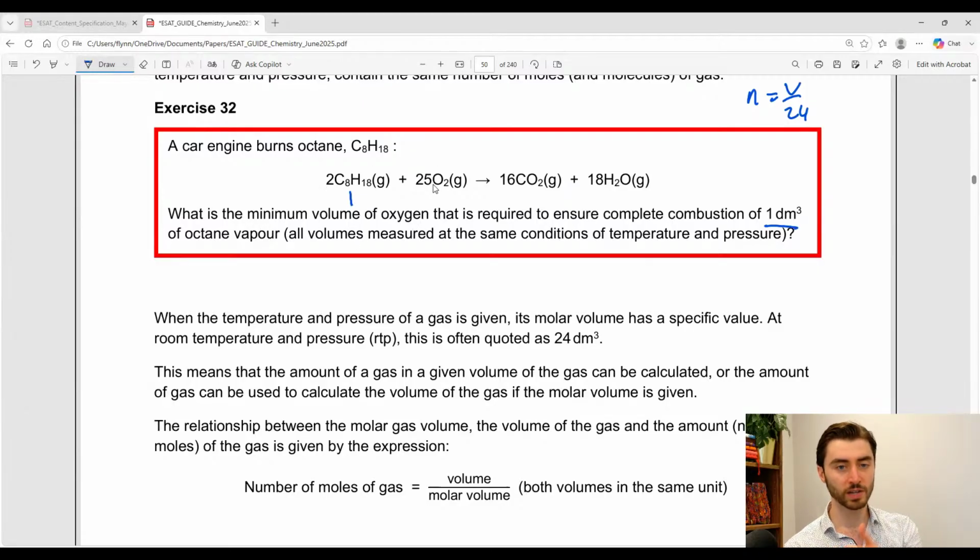Well, let's look at this ratio. The mole ratio is 2 to 25. So the volume ratio should be 2 to 25. So it's going to be divide by 2. So divide by 2 here, you get 12.5 decimeters cubed. And that is the minimum volume of oxygen needed to ensure complete combustion.